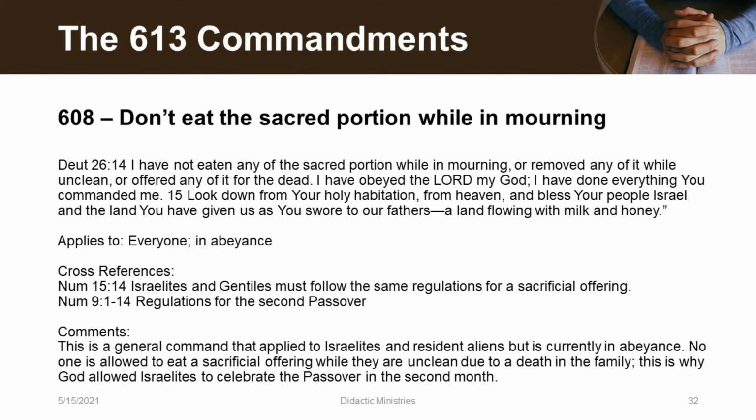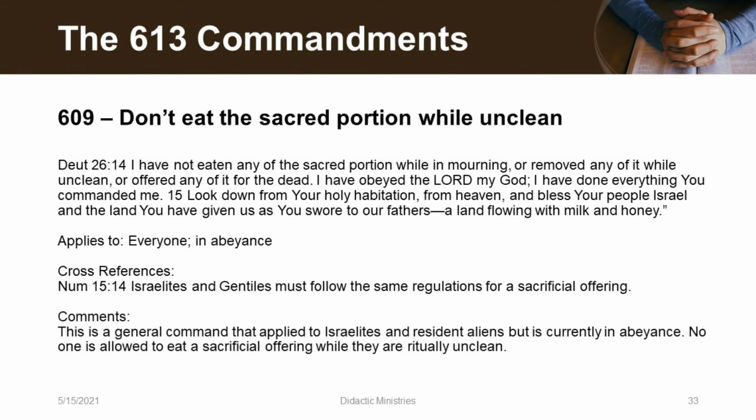Commandment 608, don't eat the sacred portion while in mourning. Commandment 609, don't eat the sacred portion while unclean.